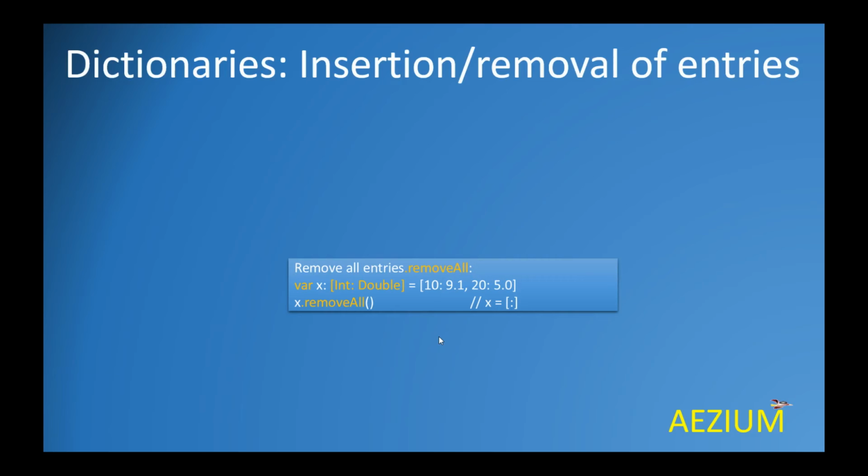If we wish to remove all the entries of a dictionary, we can do that by using the dictionary's method removeAll, and the example is shown here where X has 2 entries. Then by using X dot removeAll followed by empty parentheses, all the entries of X will be removed, and what is left behind is an empty dictionary. So after this operation, X will be equal to an empty dictionary.